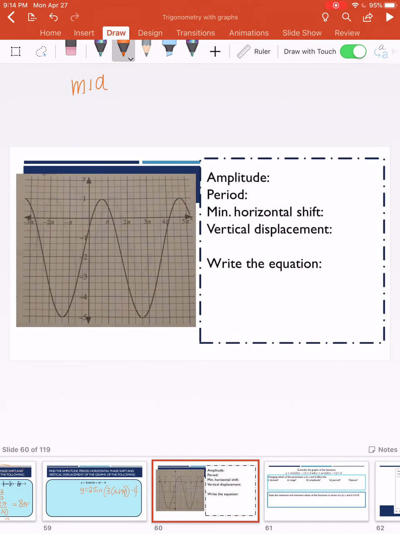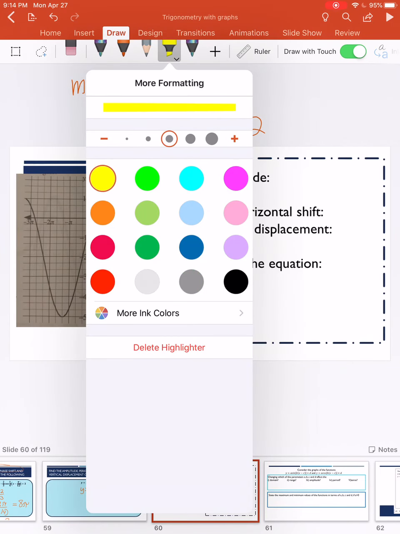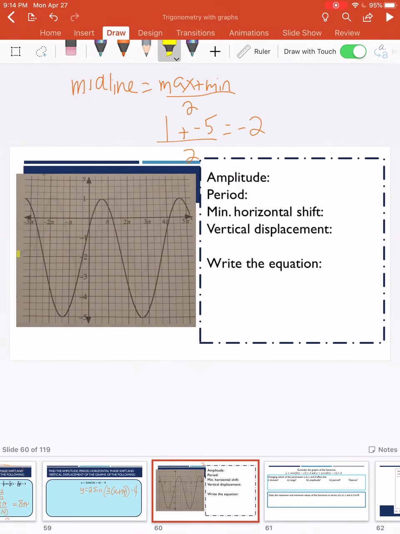So I know my midline, if you look on that first slide, it's the max plus the min divided by 2. Okay, so my maximum is 1, my minimum is -5, divided by 2. 1 plus -5 is -4, divided by 2 is -2. So now I'm going to draw my midline at -2. I'm going to take my pen and draw it at -2.